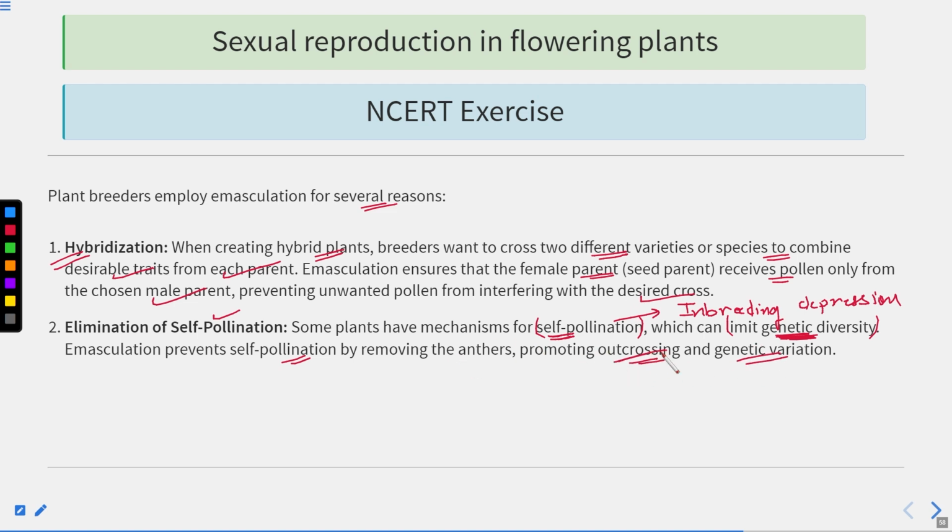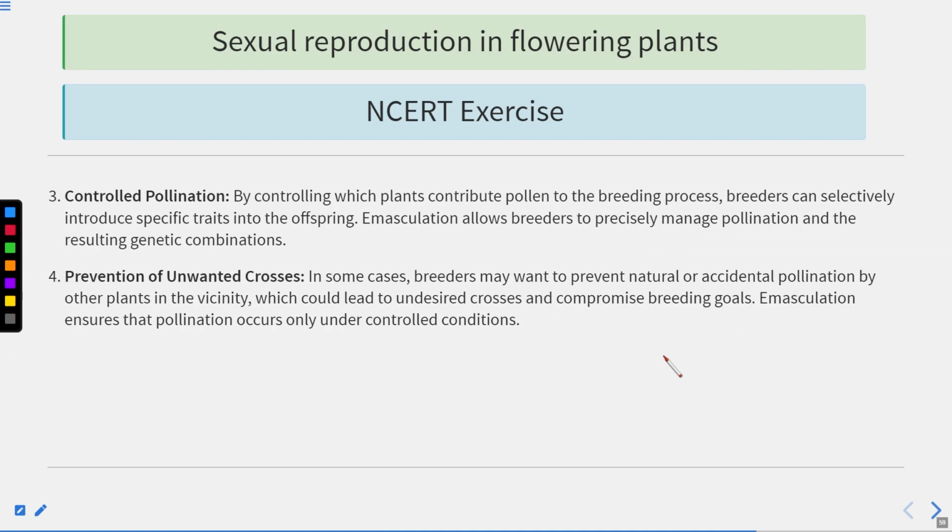During outcrossing, there is a mix of genetic material. There is a mixing of the genomes of two different species. The genetic makeup is different in the different species, and they come together in the progeny, leading to genetic variation. Next is controlled pollination. By controlling which plants contribute pollen to the breeding process, breeders can selectively introduce specific traits into the offspring. Emasculation allows breeders to precisely manage the pollination and the resulting genetic combination.